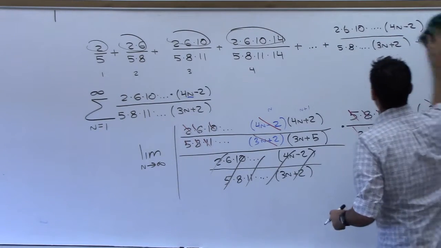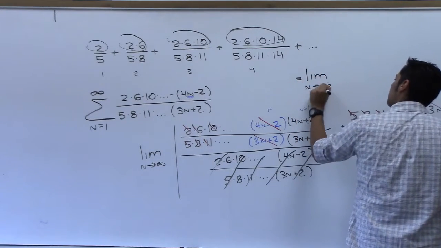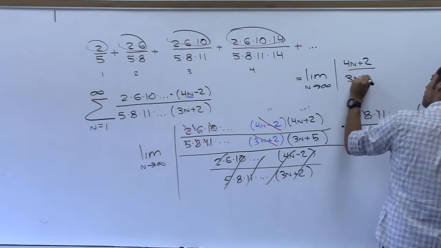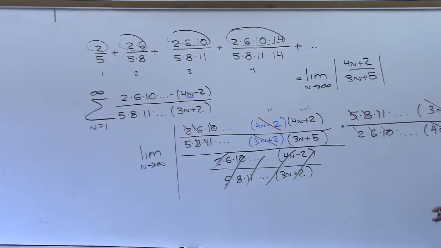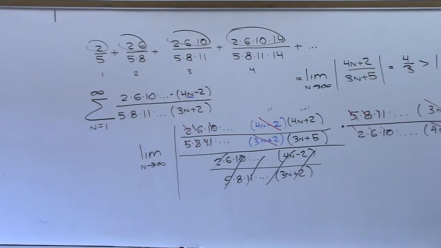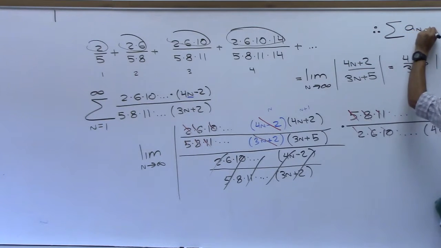So I'm left with the limit as n goes to infinity, the absolute value, although we don't need it, of 4n plus 2 over 3n plus 5. And now you can use L'Hopital's rule, because it's not a bunch of dot, dot, dots anymore. And this is 4/3. Which is bigger than 1, which means what? It diverges. Therefore, the series diverges. I'm not going to write the whole series out again, but the one that we were looking at diverges.